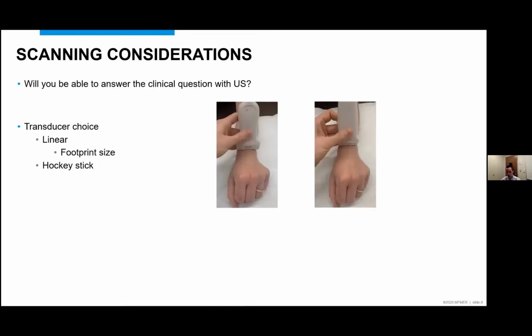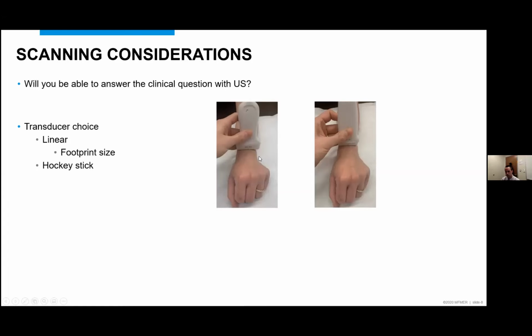And then transducer choice. So typically we're going to be using our linear transducers or the hockey stick. With the linear, you can consider the footprint size and the frequency of it. I'd say this is one of our more standard, medium, larger footprint linear transducers, or you can get the small footprint linear transducers, a little higher frequency.